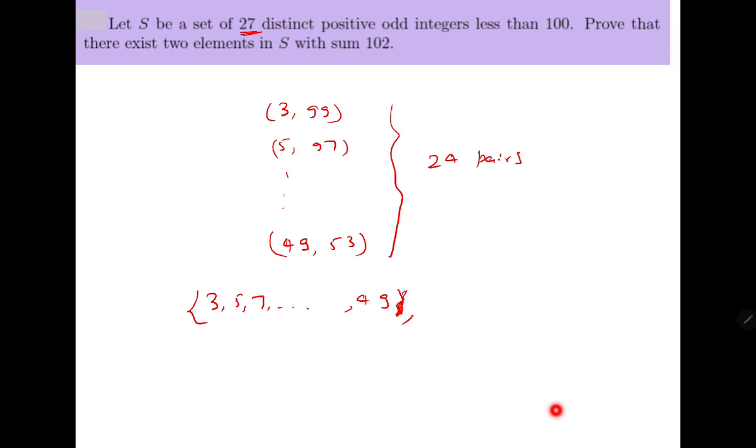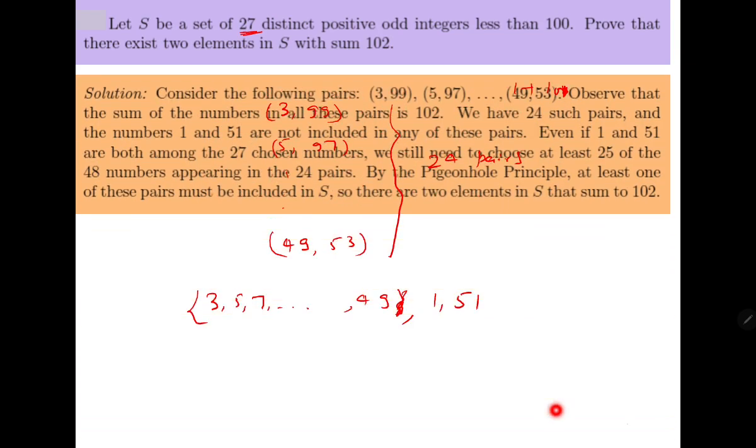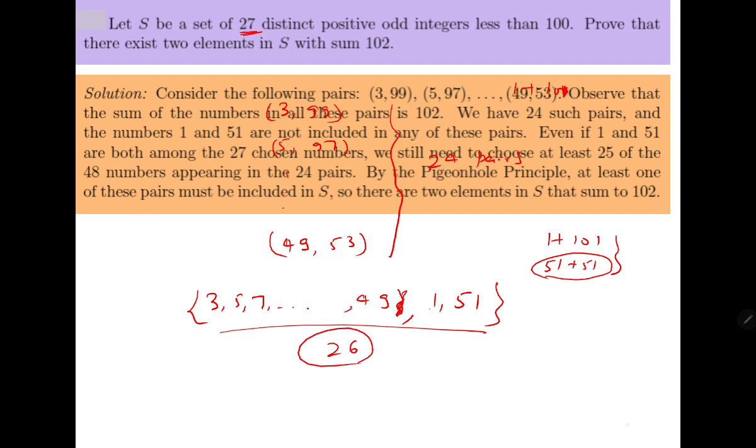So in that set I can add 1 and 51. 1 and 51 were not forming a pair, because 1 plus 101 is 102, but 101 is not less than 100, and 51 plus 51 is 102, but I need distinct numbers. So in that set I can add 1 and 51. Now if the set is 1, 3, 5, 7, up to 49, 51, still there are 26 numbers and there are no two elements whose sum is 102. But I have to find 27.